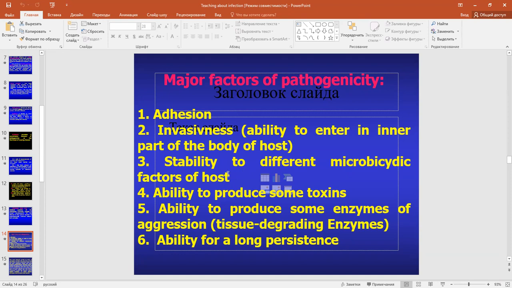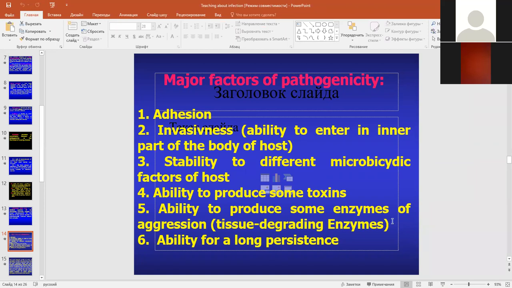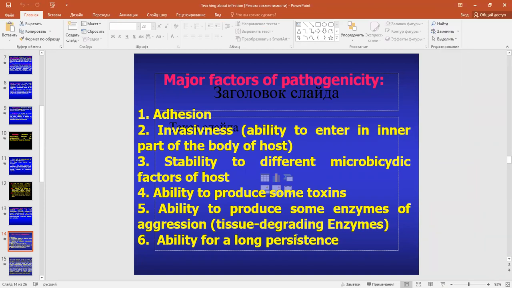So, they have many different abilities to protect themselves. They are able to create a capsule. They are able to destroy immunoglobulins. They produce proteases, enzymes, that are able to split immunoglobulins and so on. They are able to produce enzymes for protection. So, protection factors. Then the ability to produce some toxins, and the ability to produce some enzymes of aggression, tissue-degrading enzymes, and then the ability for a long persistence.